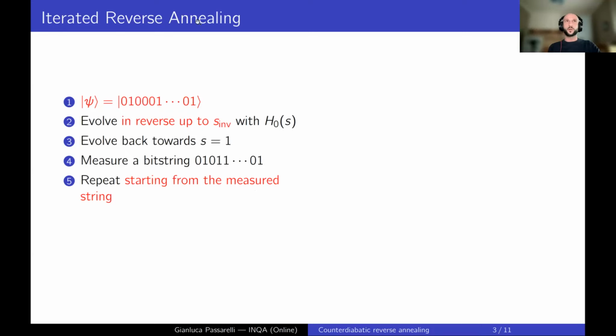You can iterate this process, and this is why this is known as iterated reverse annealing. So why does iterated reverse annealing work?